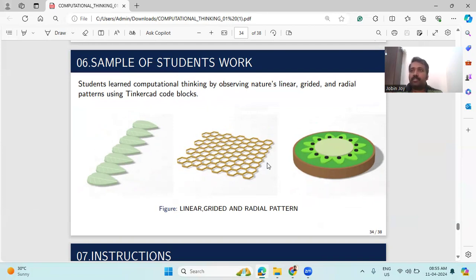Because it is the first time they are using this tool, they have to understand the tool first. What are the commands? And what are the different types of syntax, how can I arrange the blocks in a systematic manner? So it takes some time.